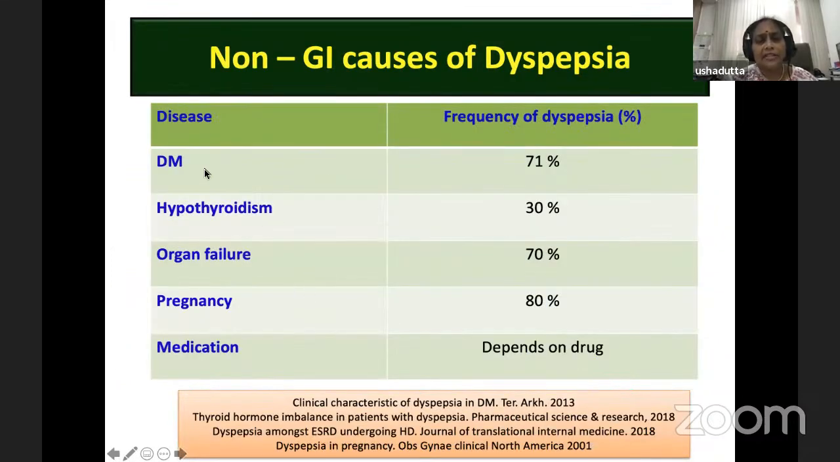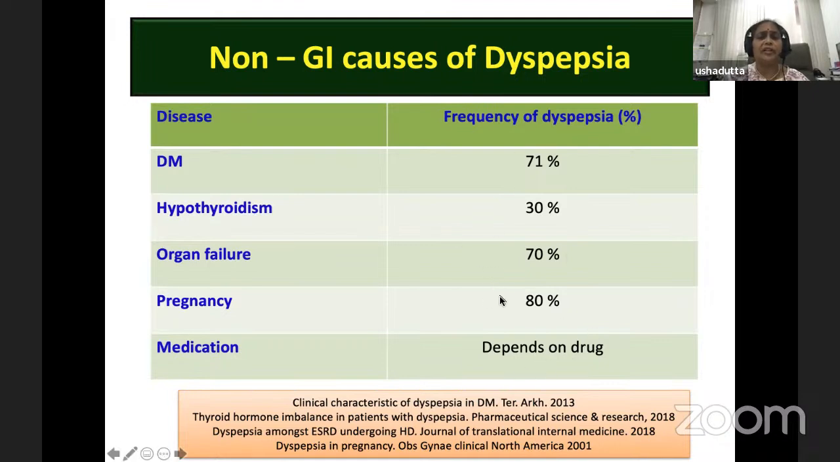Among the non-GI causes, diabetes, hypothyroidism, organ failures, pregnancy, and several drugs and medications can all present with dyspepsia. Diabetes is very common, and with hypothyroidism, about 30% of them will have dyspepsia, 70% of those with organ failure will have dyspepsia, and 80% of those with pregnancy will have dyspepsia, and various drugs also cause dyspepsia. But here we have to see that a lot of these patients should not get just empirical PPI, because this is a part of the disease manifestation. Unless it's extremely troublesome, we should not give proton pump inhibitors empirically in this group.